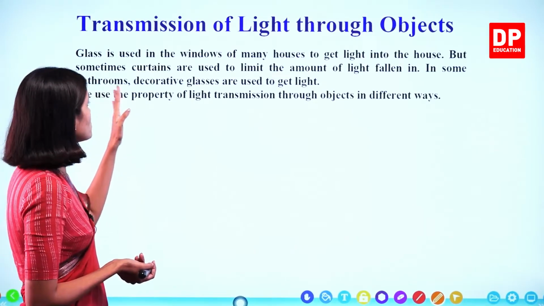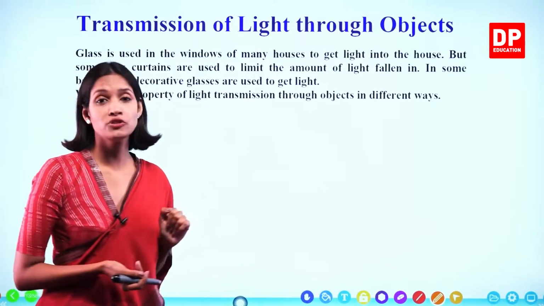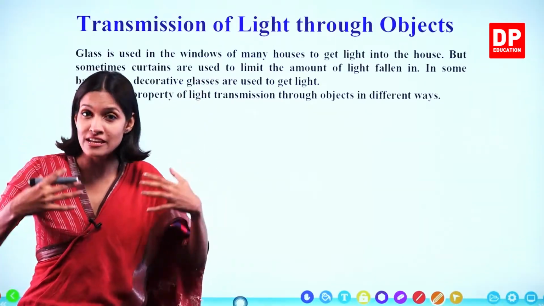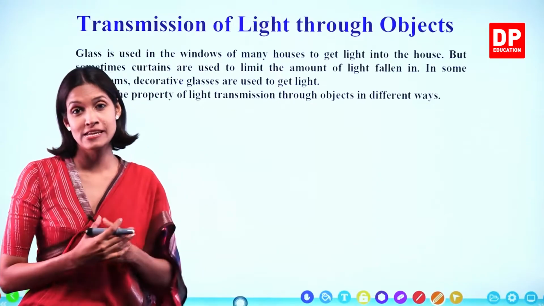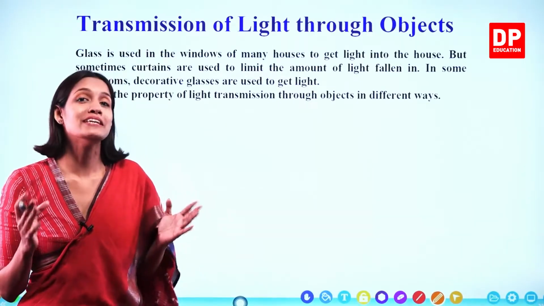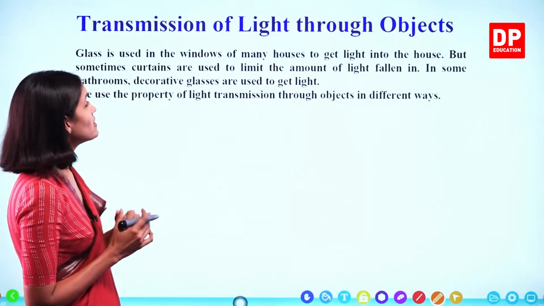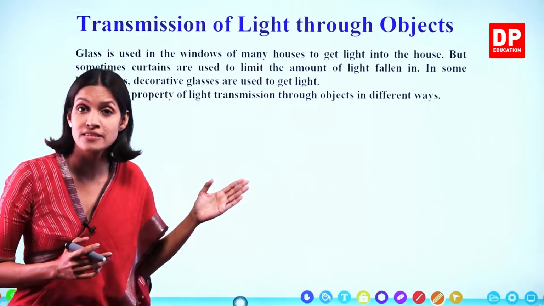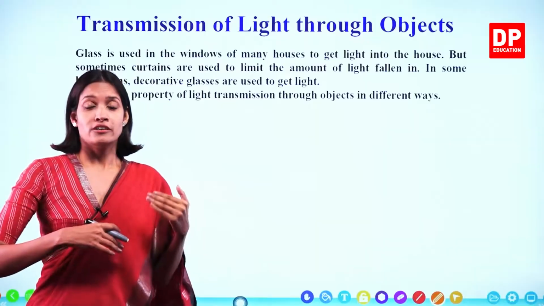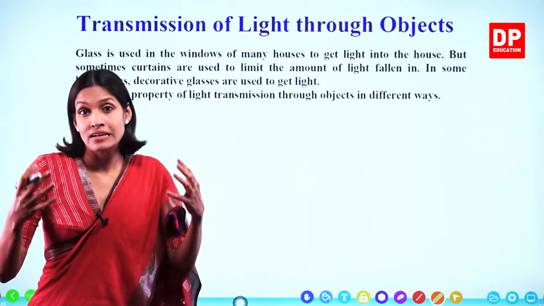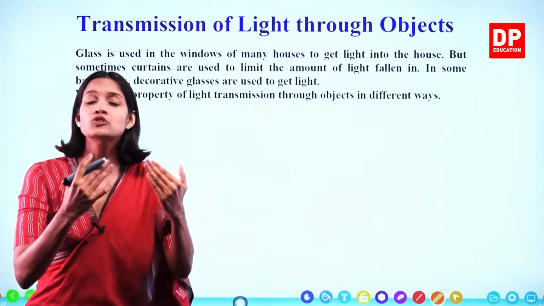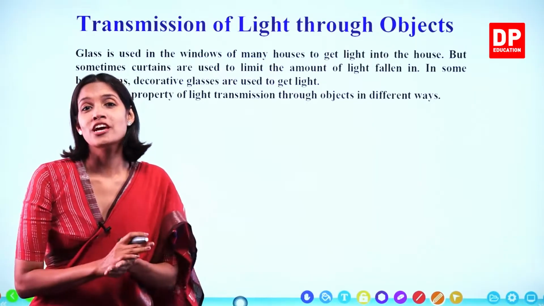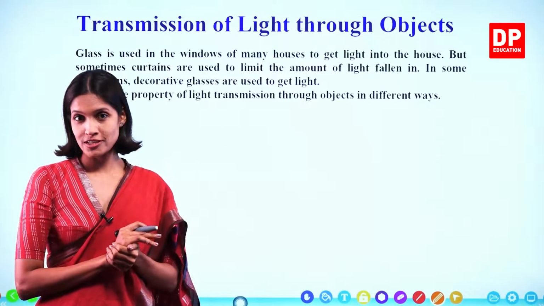Glass is used in the windows of many houses to get light into the house. Most of us have glass windows in order to get enough daylight, to get sunlight during the daytime, so that we don't need to light electric bulbs during the daytime, right? But sometimes curtains are used to limit the amount of light falling in at the same time, you all know. During midday, when the sunlight is very strong, sometimes we have to control the amount of light that enters our house. In that case, we can use curtains to cover the windows, right?